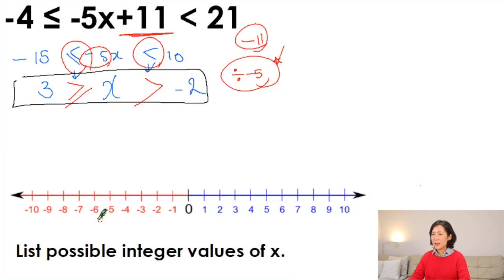So then let's show this on the number line. Try to find the numbers. Minus 2, open circle, and 3, closed circle. Let's connect them together. Then all the values inside this section will be the answer, right? So the possible integer values will be, not minus 2, minus 1, 0, 1, 2, 3 will be included. So this will be our answer.